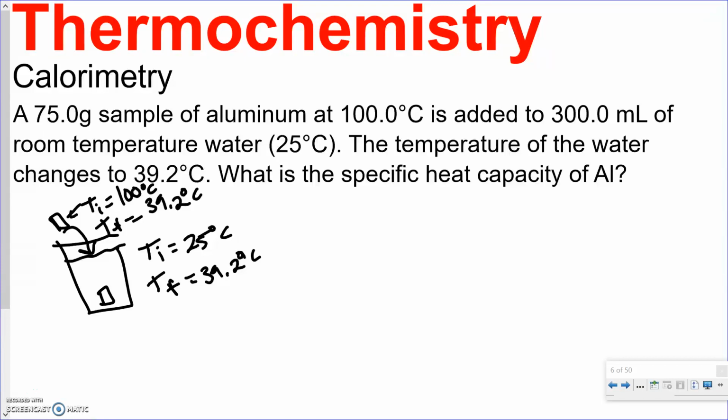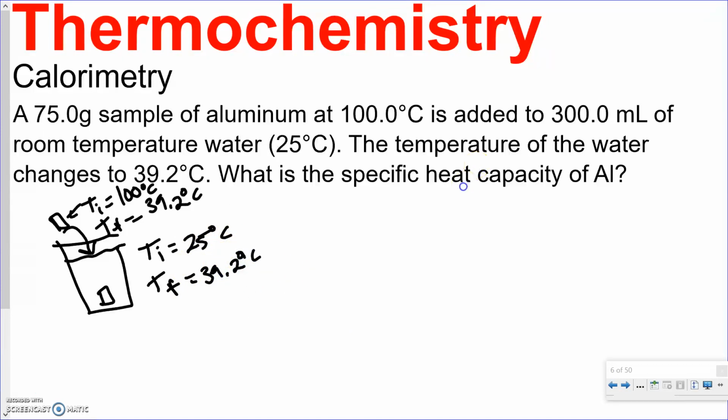And eventually what's going to happen is the amount of energy transfer is going to equalize, and therefore the temperature is also going to equalize or be the same. So in this case, the piece of aluminum starts at a higher temperature and is going to decrease to 39.2 degrees Celsius. Water starts at 25 degrees Celsius and increases to 39.2 degrees Celsius.